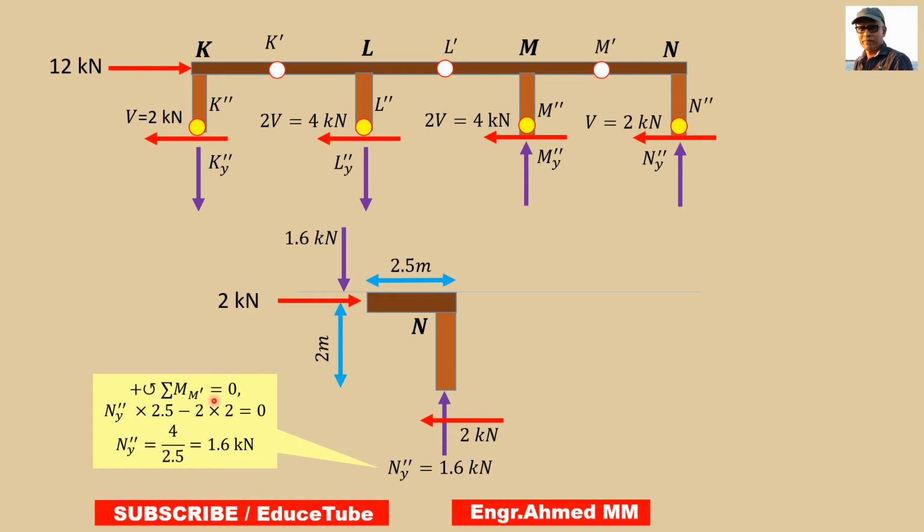Without taking moments, we could do it very easily. As we know, there are two forces. So surely summing vertical forces equal to 0, we could get N double prime y equal to 1.6 kilonewton. It was also possible to do it in this very easy way. So we are done. For this free body diagram, there are segments K, L, M, N. So we did analysis to get the reactions at the hinge points. Now let's move to the next lower parts.